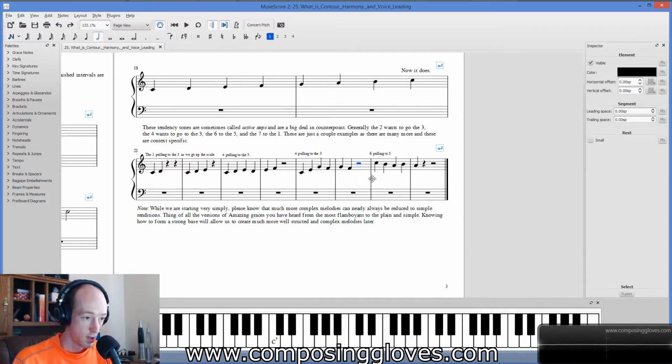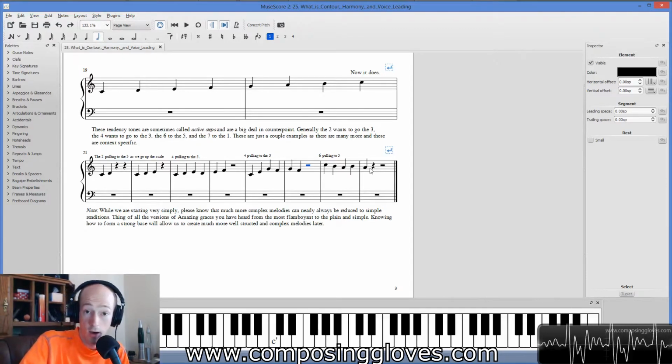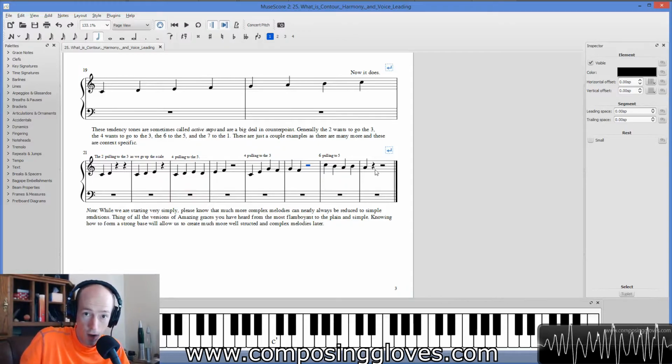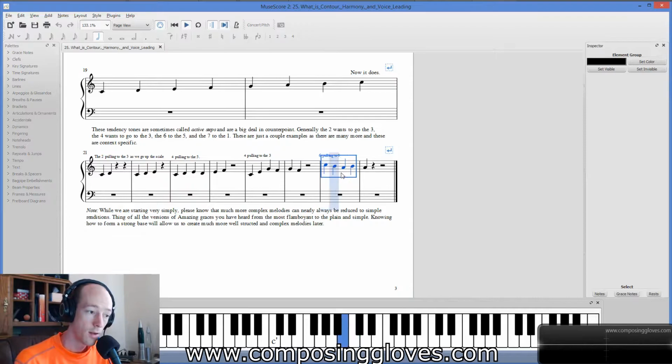And then, of course, we have the 6 pulling to the 5. And so the 6 would be an A. So there's the A. We're going down. So it's really going to want to go to the 5, but there's no 5 there. So this will not sound done, but we'll hear the active step.